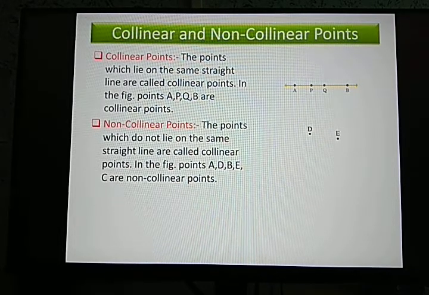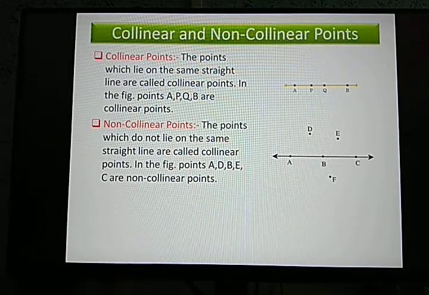Let us see the figure. So this is the figure, as you can see. Now here, although some points lie on the straight line like A, B and C, the points D, E and F don't lie on it. So we can say that collectively, these points are non-collinear.